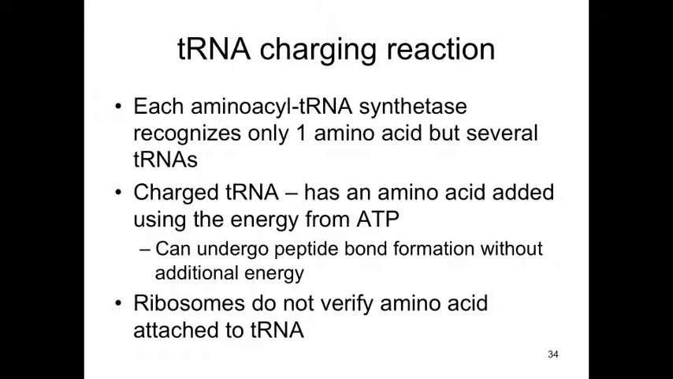When a tRNA is charged, it has an amino acid added using the energy from ATP. This ATP is utilized to form peptide bonds without any additional energy. That's why we call the tRNAs charged. Not only do they carry the amino acid, but they carry the energy necessary to allow the formation of peptide bonds between amino acids in the growing polypeptide chain.